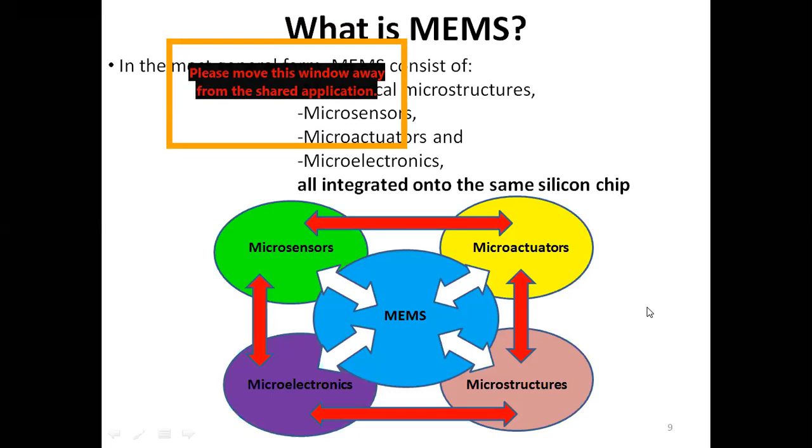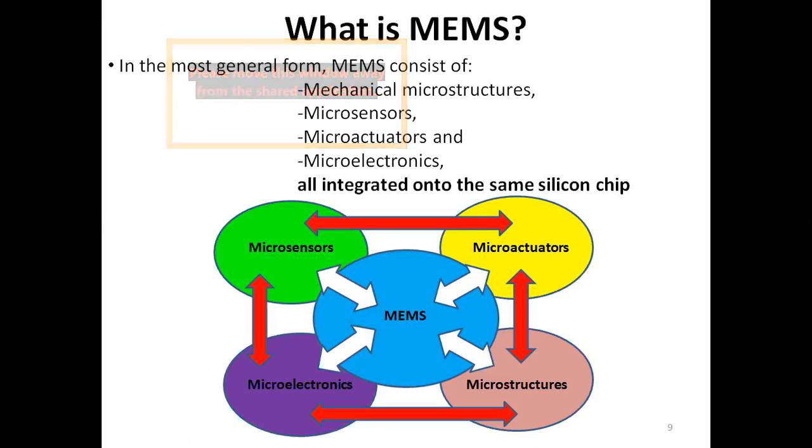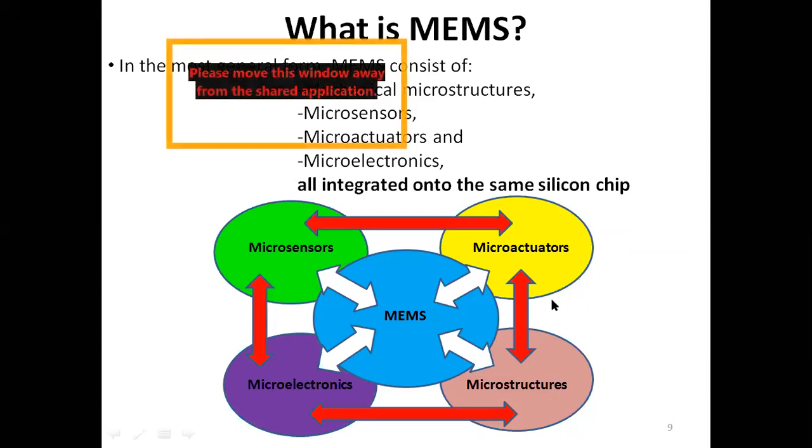MEMS is actually a multidisciplinary technology. It comprises a number of engineering disciplines. In most general form, MEMS consist of mechanical microstructures, microactuators, microsensors, microelectronics in a single chip. All these technologies would be present and they would comprise a single device.